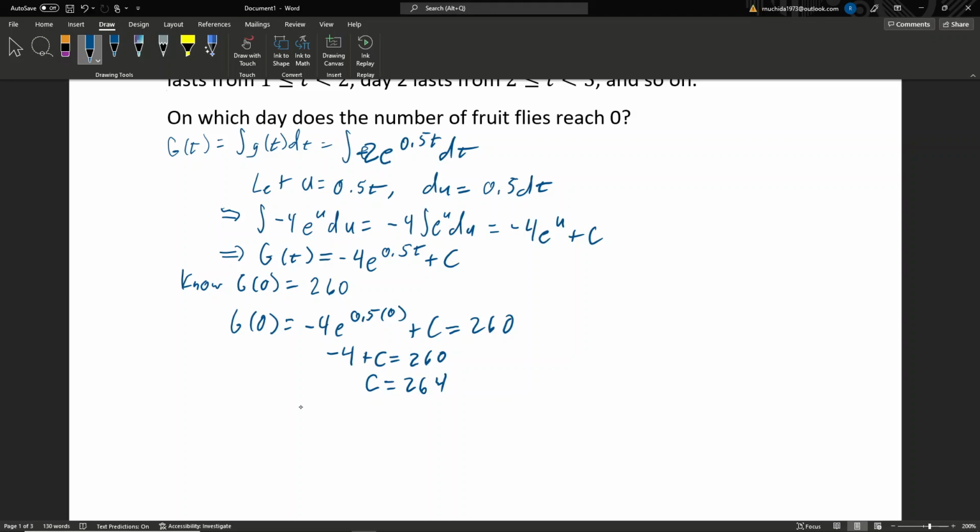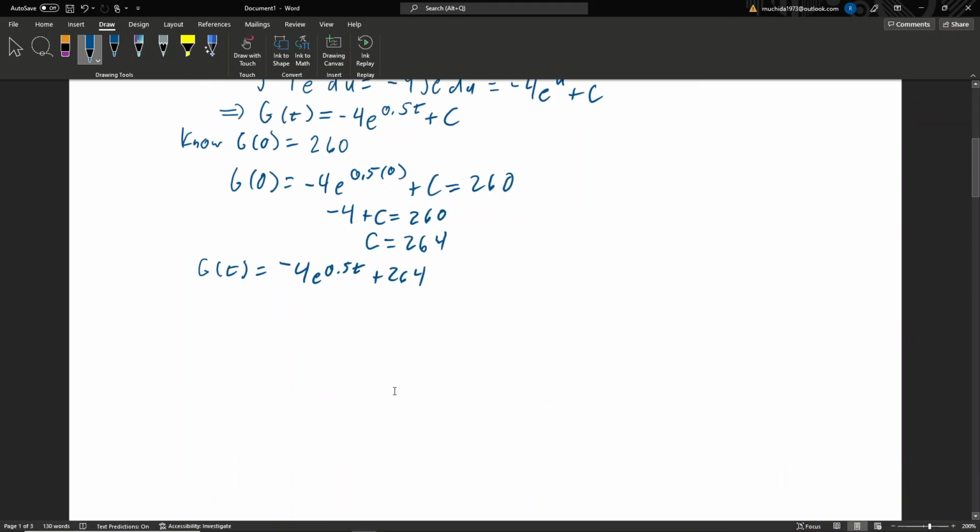So what this gives us is that our population function is negative 4 e to the 0.5 t plus 264. So this is a function representing the population at time t. So what we did to get this is, when you have the rate of change function, if you take the integral of that, that'll allow you to find the population function. Similar to if you know the velocity function, going backwards to get the position function, and so on. Okay, but this is not what the question asked for.